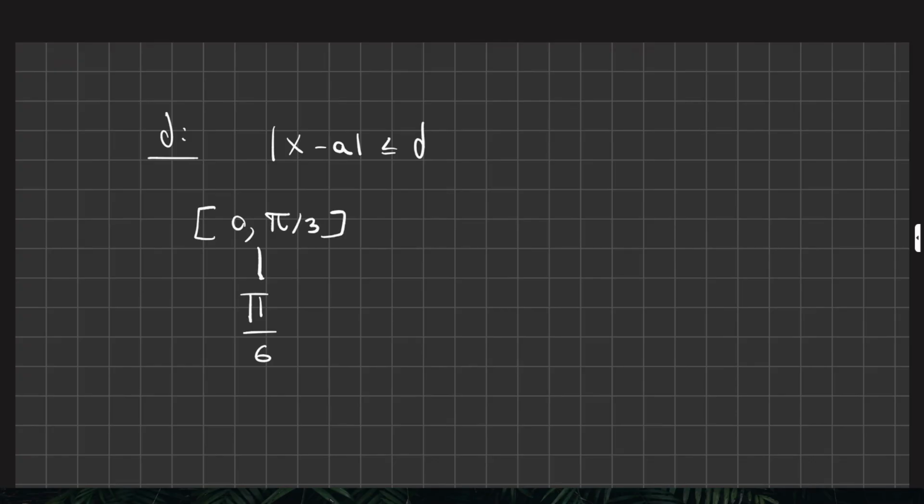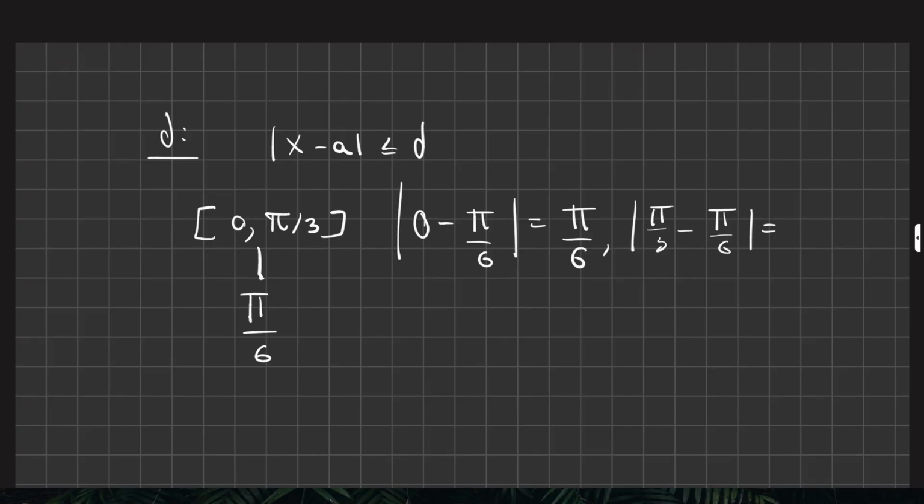So we want to look at the absolute value of 0 minus pi over 6. This is just going to spit out pi over 6. And then similarly, we want to look at the other endpoint, pi over 3 minus a, where a is pi over 6. And this is just pi over 6. So both of these spit out pi over 6. It's in our range. So that is our d. We choose our little d, our lowercase d, to be pi over 6.